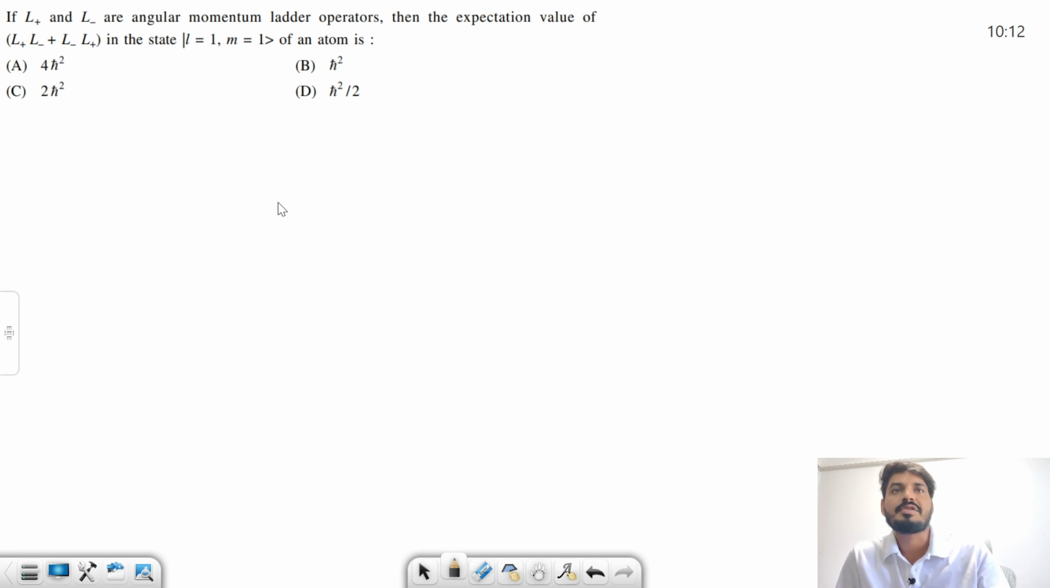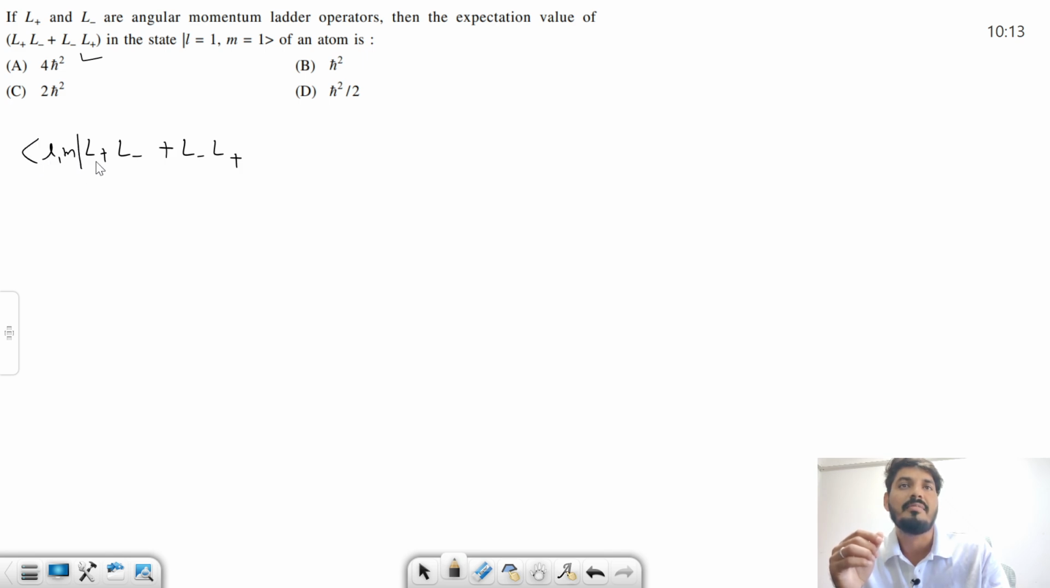So you can see the first question: if L plus and L minus are the angular momentum ladder operators that we already know, then we have to find out the expectation value of L plus L minus plus L minus L plus on a particular state, where L equals 1 and M equals 1. The question is very simple. This is the quantity that is given to us, L plus L minus plus L minus L plus, and we need to find out the expectation value of this on the state LM.